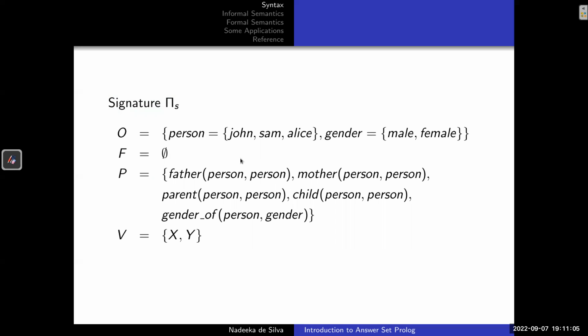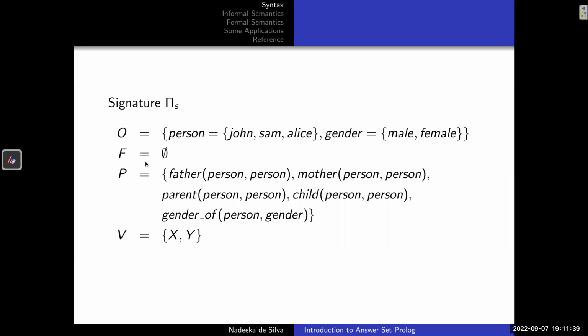So if we have sorts with functions and predicates, we have to say what sort of parameters they will accept. For father, I accept a person and a person. So if I want to say John is the father of Sam, I can say father(John, Sam). Also, the predicate gender of accepts two parameters of sort person and gender. So this is a sorted signature.